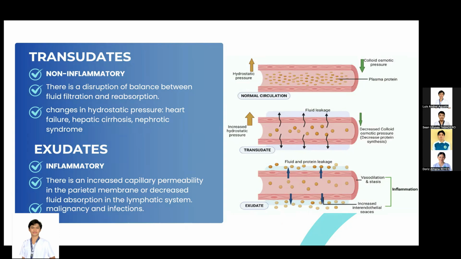Next, exudates are inflammatory. They happen when there's inflammation or damage to blood vessels. They are usually caused by infection or malignancy. So how it works, the walls of the blood vessels become leakier, so the fluid and proteins leak out more easily.